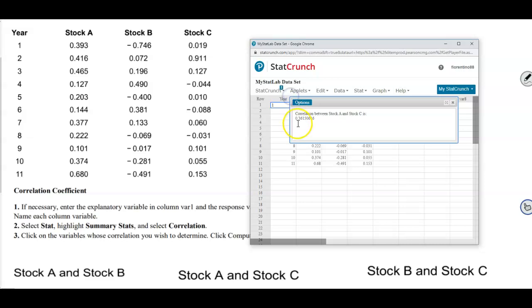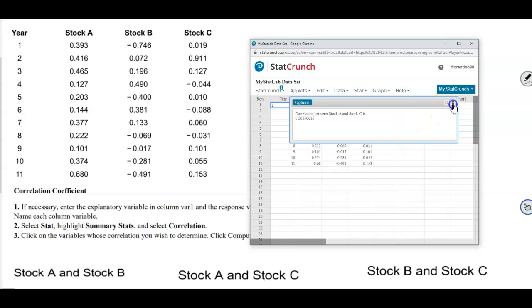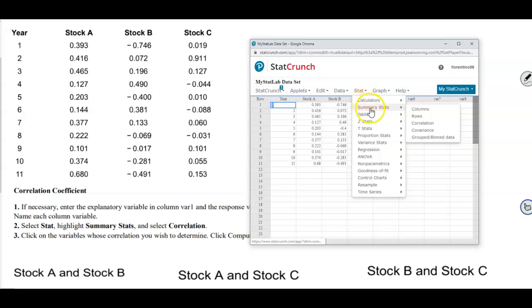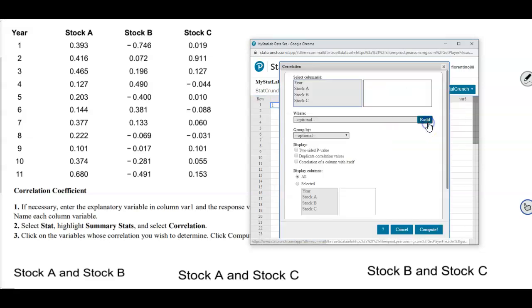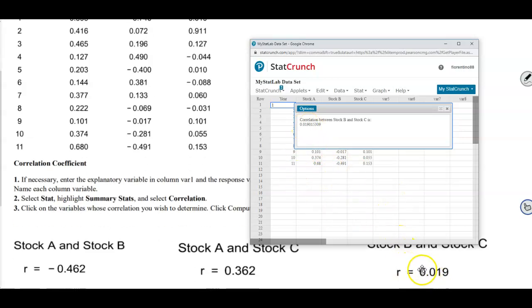And now we're getting a value of 0.362 if we round it to 3 decimal places. The last one that we need to find the correlation coefficient for is stock B and stock C. So we're going to repeat the same steps. We go to Stat, Summary Stats, select Correlation. Now we compare stock B and hold the control button with stock C. And then again select Compute. If we look at that number, we end up getting 0.019, and therefore that is the linear correlation coefficient for stock B and stock C.